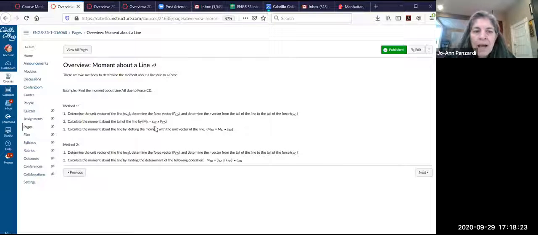In method 2, I don't calculate the moment about the point at all. I'm only finding the moment about the line, and I do it with a determinant of a 3x3 matrix, with the unit vector as the first row. So if you have a problem asking for a moment about a line, you don't need to calculate the moment about the point first. You could go straight away and just calculate the moment about the line.